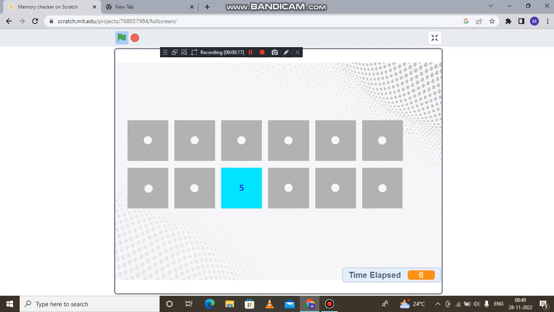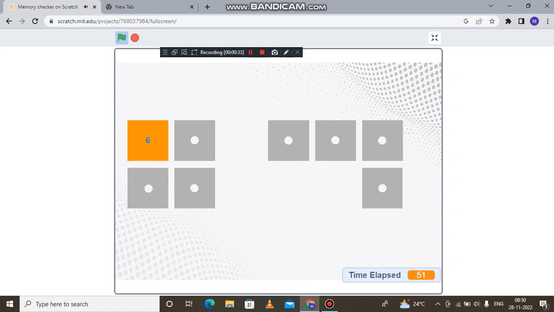Here, I use 12 cards with 6 pairs of 6 different colors. In those pairs of cards, there are numbers too. I use a variable called time elapsed to count the time. We have to flip the cards and find the matching pairs of numbers and colors.